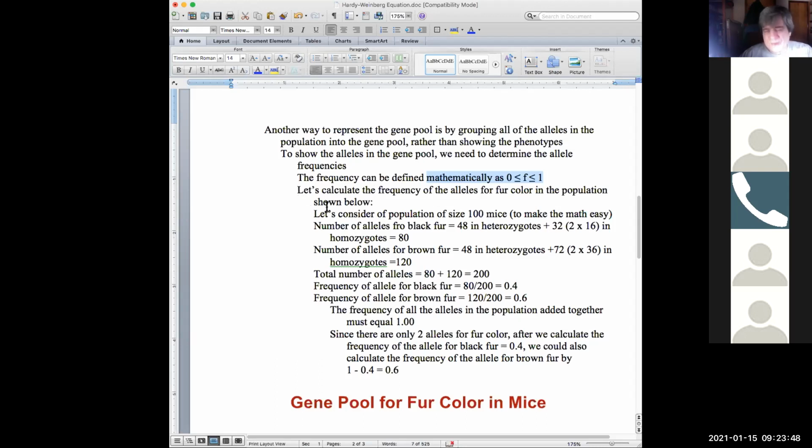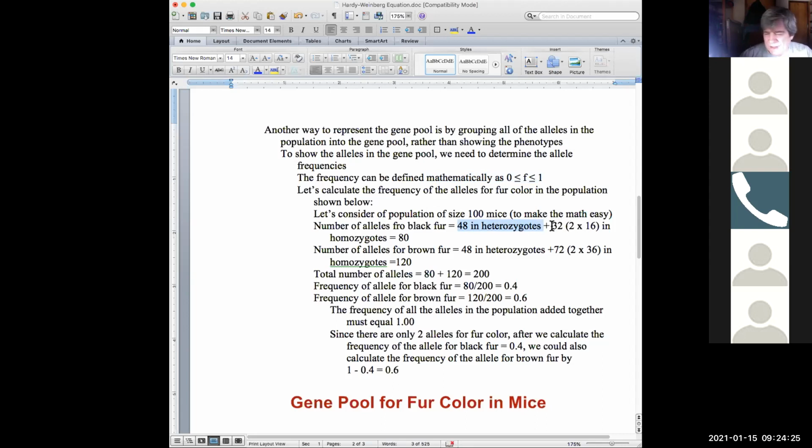So let's think about a population of 100 mice. Since they gave us percentages, we know that mathematically, when we're thinking about mice, a percentage is just how many out of 100. So 48% of our mice were heterozygous. So that means that if we look at these mice, every mouse who's heterozygous has one allele for black fur. So 48% were heterozygous, so that means there's 48 alleles for black fur.